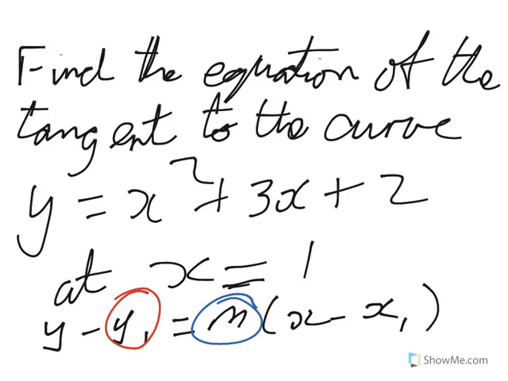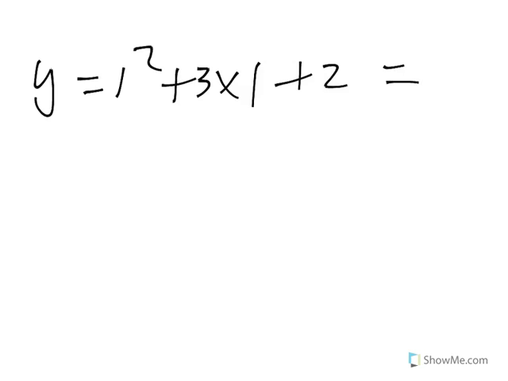So the y value we can get by just substituting x equals 1. So our y value, x equals 1, into those places there. And when we do that, we get that y equals 1 squared plus 3 times 1 plus 2, which hopefully comes out to be 6. So that's our y1 value.